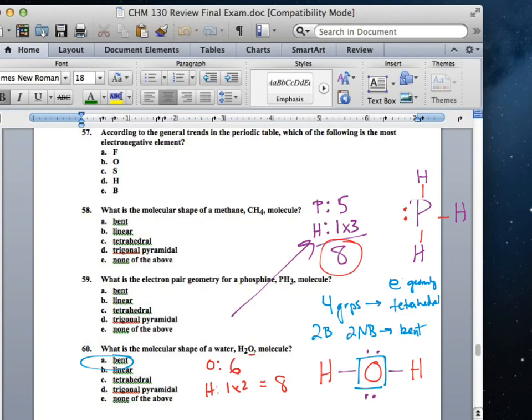How many groups of electrons are around the phosphorus? We have 4, which means tetrahedral. Our answer is trigonal pyramidal. No, it's tetrahedral. Sorry. I apologize. I shouldn't have done that. That's molecular, right? Trigonal pyramidal. What is the molecular geometry? That is trigonal pyramidal, because we have 3 bonding and 1 non-bonding, which gets us to the trigonal pyramidal geometry. Okay? Questions?